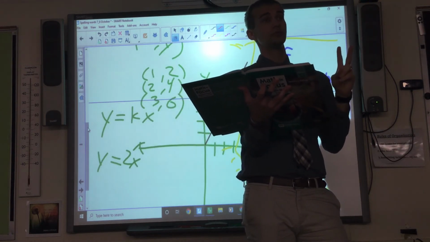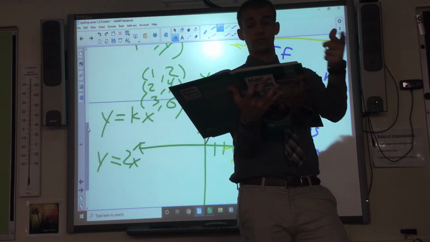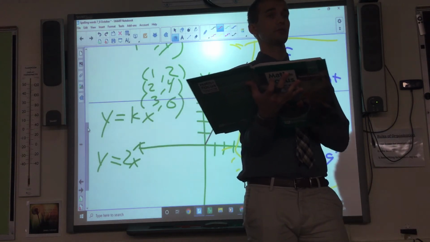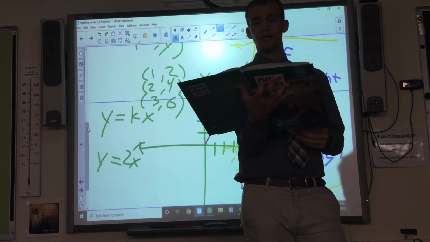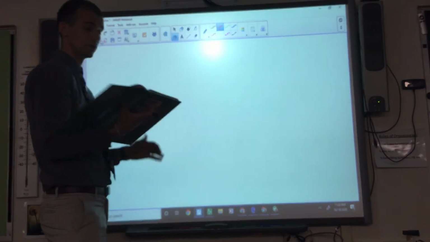What about number 2? Why not? It doesn't go through the origin. What about number 3? No. Why not? Not a straight line. All right, so then going on to page 262.